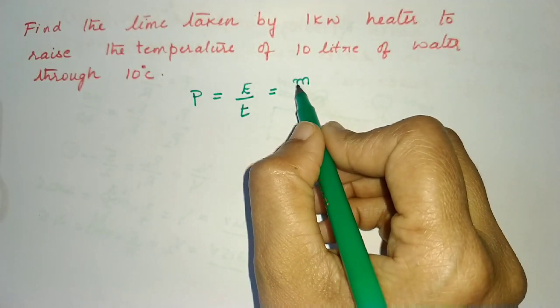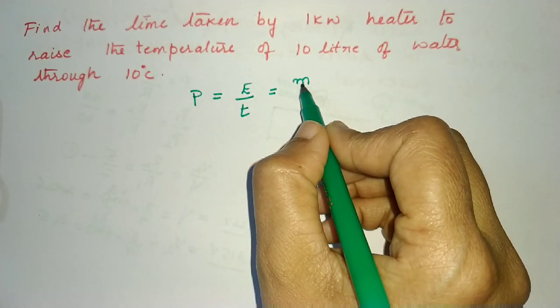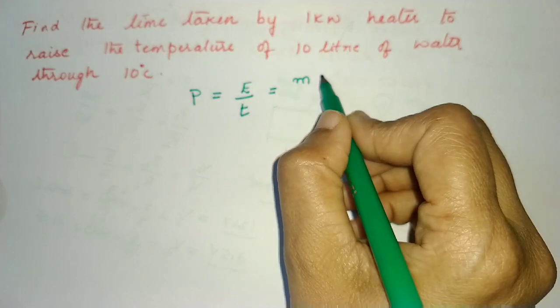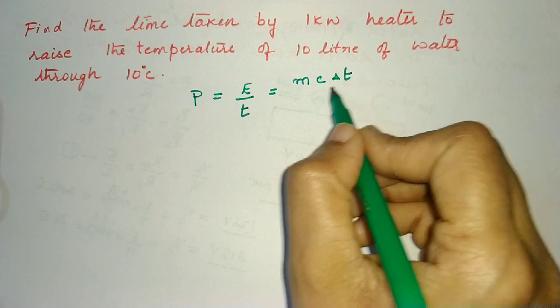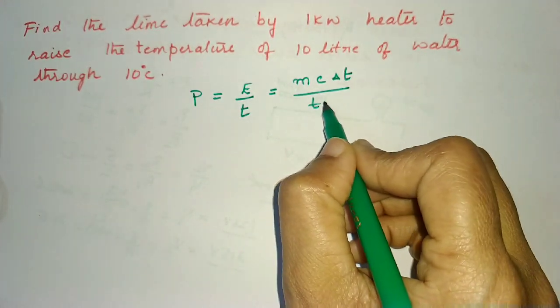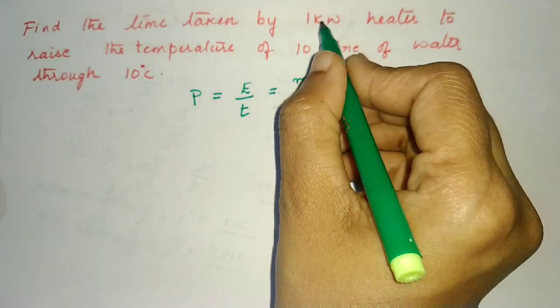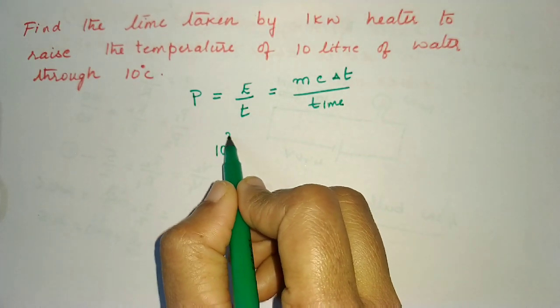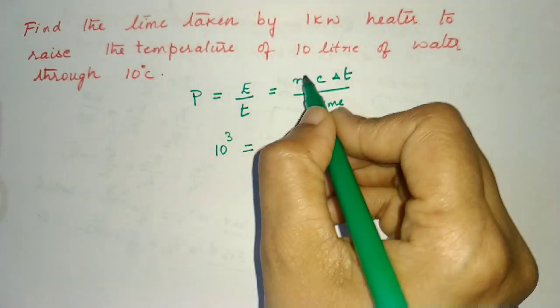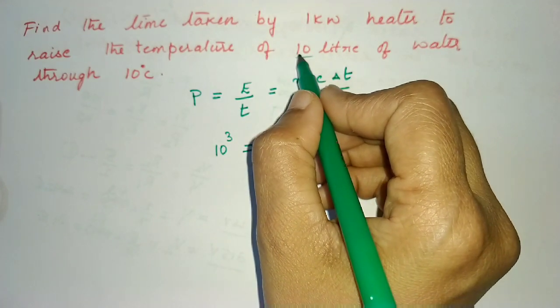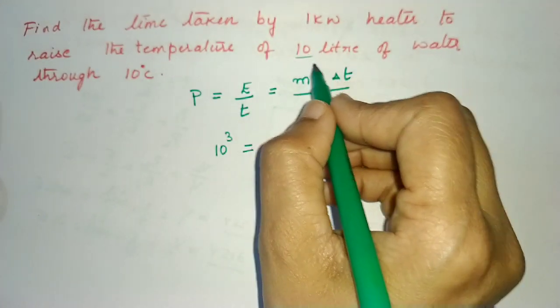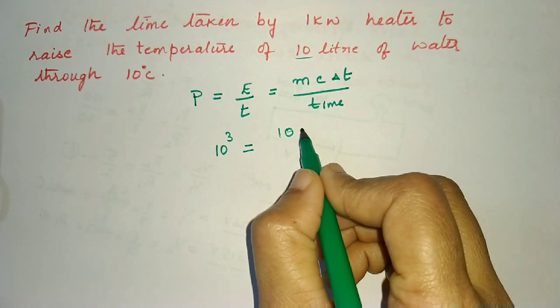And we know when you're heating water, we use the formula for the heat energy required to raise the temperature, mc delta T, where delta T is the rise in temperature, divided by the time in the denominator. Since power is 10 to the power 3, mass is not given, volume is given. Since the density of water is such that 1 liter equals 1 kg, 10 liters we will write as 10 kg.